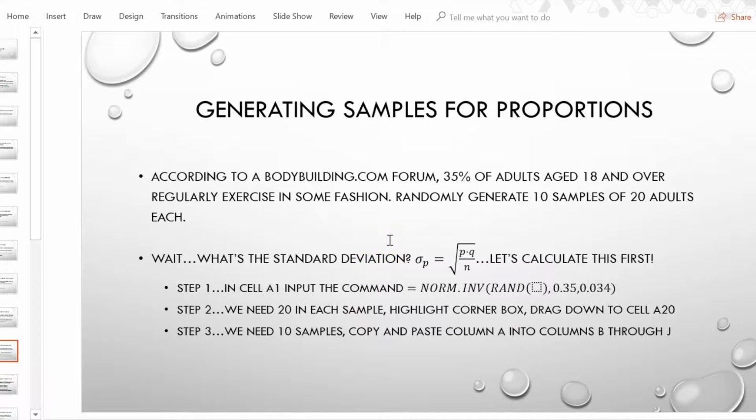Okay, so in this scenario, according to the bodybuilding.com forum, we have 35% of adults age 18 and over regularly exercise in some fashion. Randomly generate 10 samples of 20 adults each. So again, 10 samples of 20, well, 10 times 20, that's 200. So I need 200 pieces of data. Now, if we think about our command here, that same norm inverse command we use to generate data for a distribution, we don't have a standard deviation in this problem. So let's go through how to calculate that.